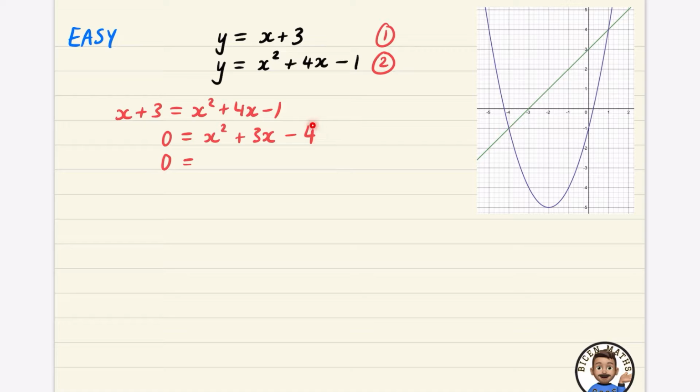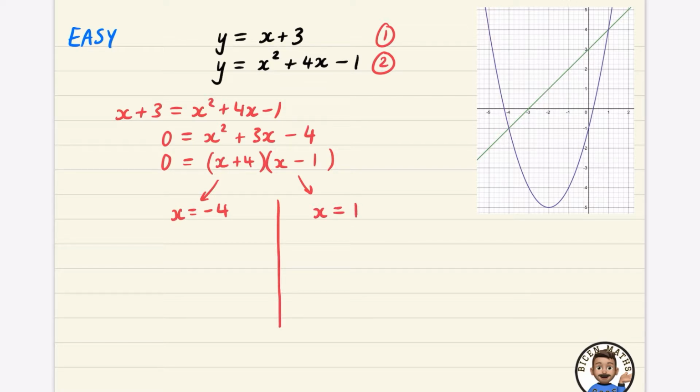You need to think of two numbers that multiply to minus 4 but add to 3. And those two numbers are going to be plus 4 and minus 1. 4 and minus 1 will multiply to minus 4, but they will add to 3. So this will give me two solutions. Either x is equal to minus 4 or x is equal to 1.